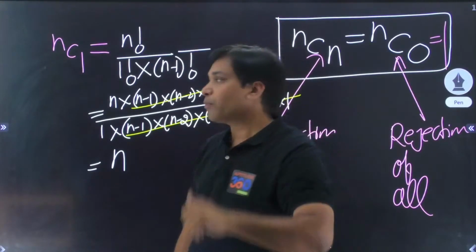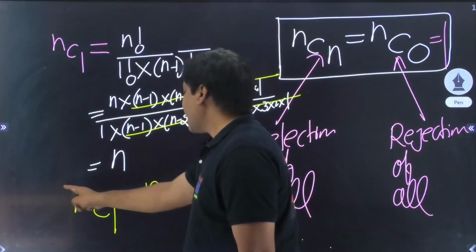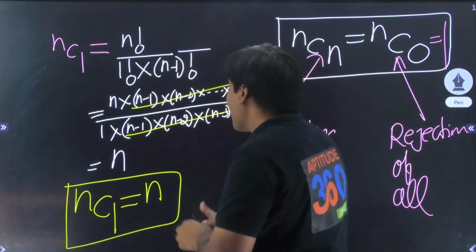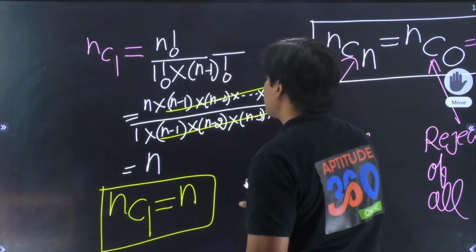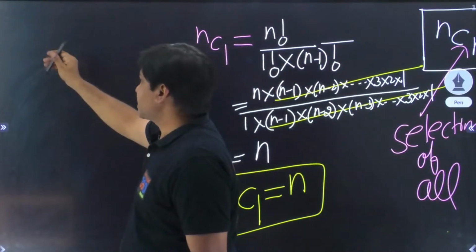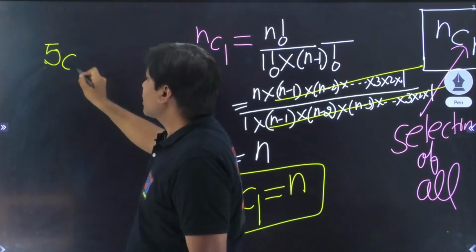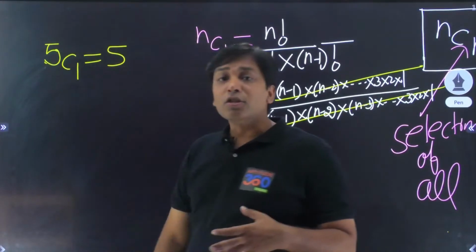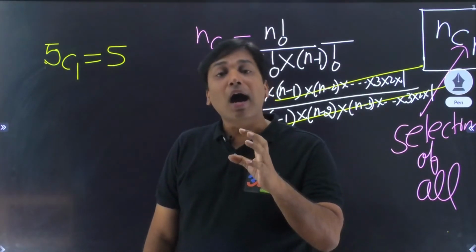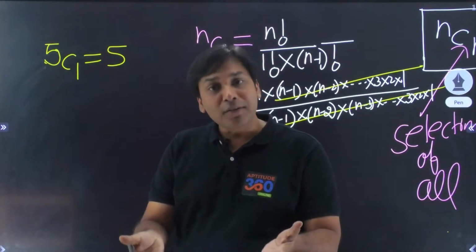Now let us talk about the interpretation. So what did I say? nC1 becomes nothing but n. And the interpretation is this. If I have got 5 items, 5C1 means nothing but 5. If I have to select one item out of 5 items, in how many ways can I do that? In 5 ways, is it not?